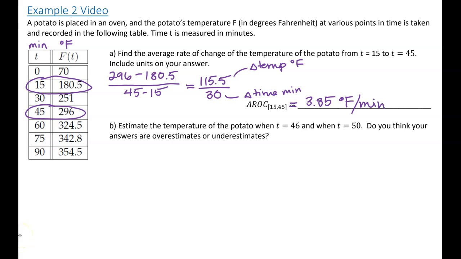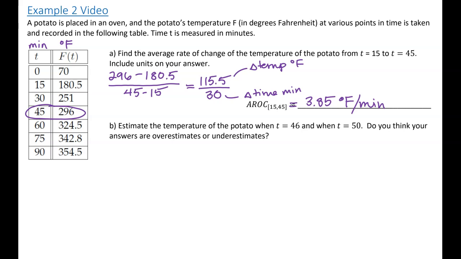So now that we have this average rate of change or slope of a secant line, we can use it to make predictions about what's happening at points that are not on our table. So we're asked to estimate the temperature of the potato when t equals 46 minutes and then again at 50 minutes. And we're supposed to think about that a little bit and analyze it. So for t equals 46, I'd go back over to our table and say we have one piece of information that's very close to that.